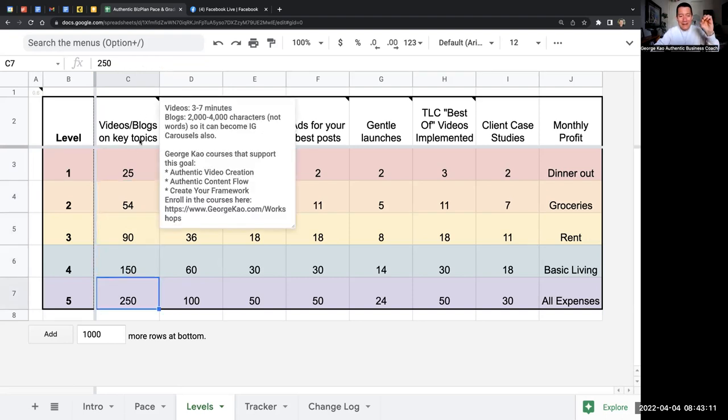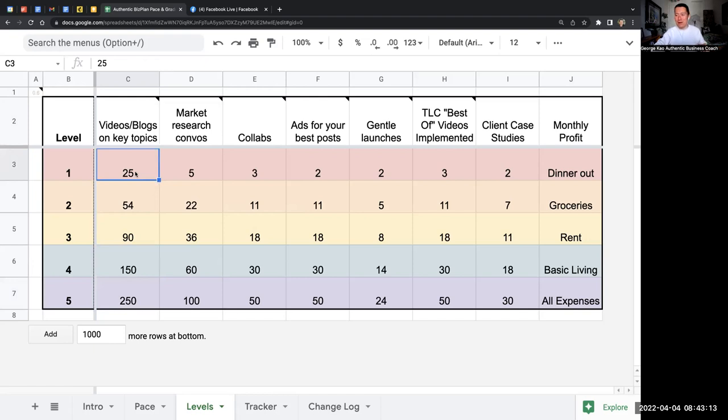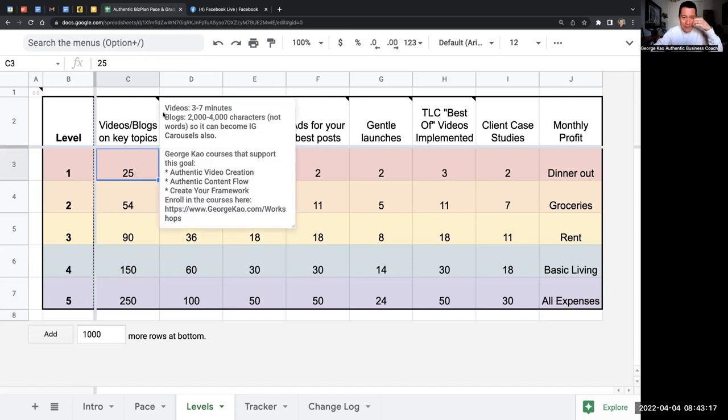And what do I mean by key topics? Now, for each of these columns, you can move your mouse over the title, and it'll give you some guidance on these things, including the courses that I teach that help you with these things. And those of you who are in Master Heart, you have access to all of my courses instantly, of course. So you can go into this and study them as needed.